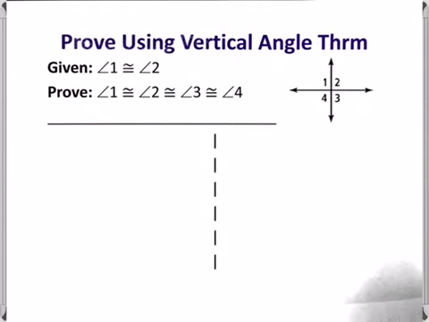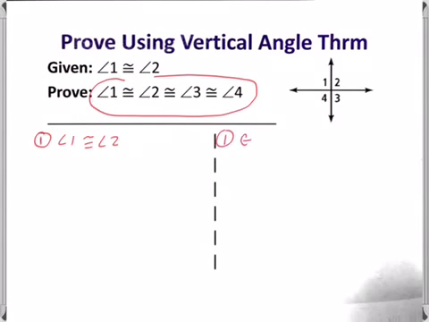Let's try another proof. This time we're given that angle 1 and 2 are congruent, but this time we're trying to prove that angle 1 is congruent to everybody. Well, we start off the proof here with angle 1 is congruent to angle 2, which is our given step. From there, let's just start picking out a vertical angle pair, 2 and 4. So angle 2 is congruent to angle 4. And I know that because they're vertical angles, or vertical angle theorem.